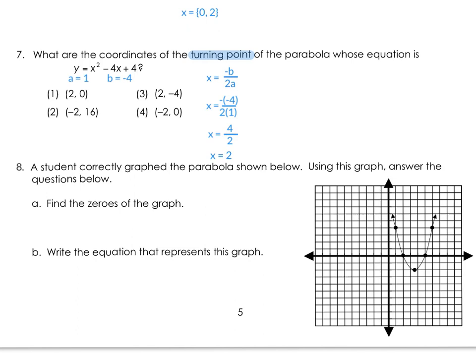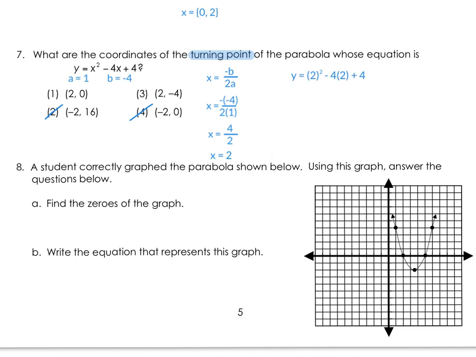Now, remember to sub in a negative 4 over 2 times 1. That becomes 4 over 2, which becomes the 2 value. Now that I have the x, I know that it's not 2 or 4, but I'm still between 1 and 3. So in order to find the y value, we need to take the x value that we just found and plug it into the equation.